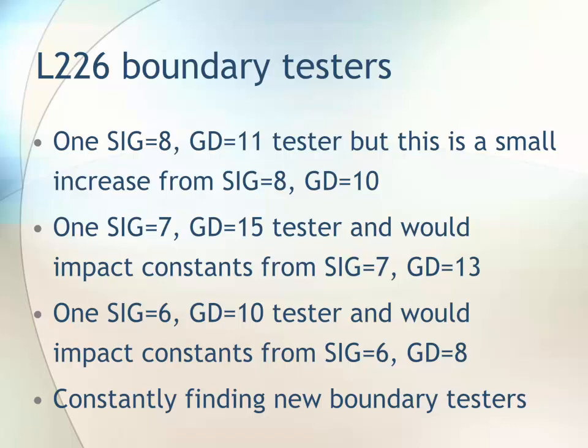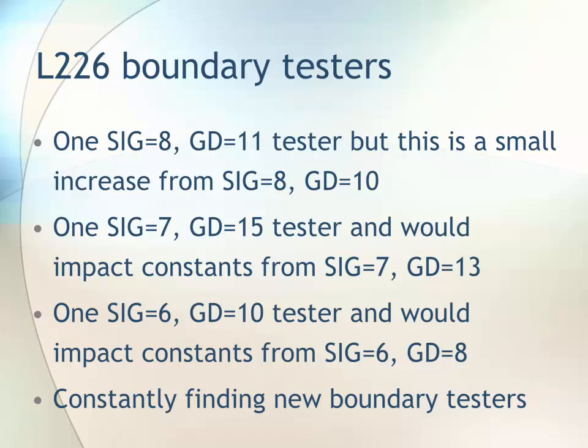One's at signature 8, that's only one below the maximum, and he's going to 10, 11. That would only have a minor impact on the constants probably. We have another one at 7, which is the lowest signature match where there's a lot of people, and going from 13 to 15. Since that had such a high impact last time, that might have a fairly significant impact as well.